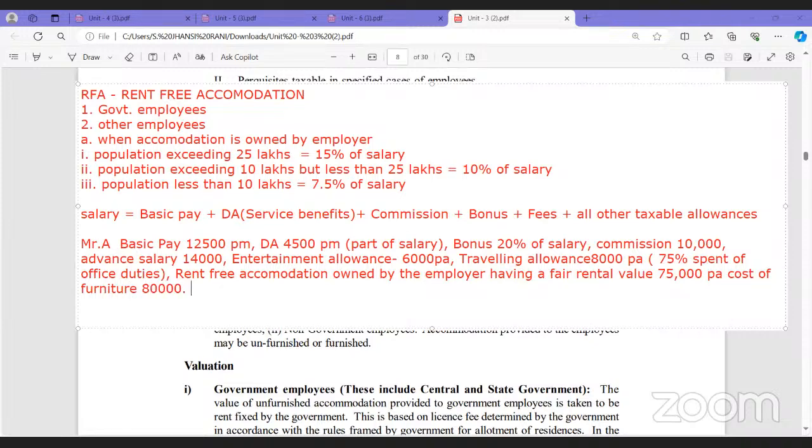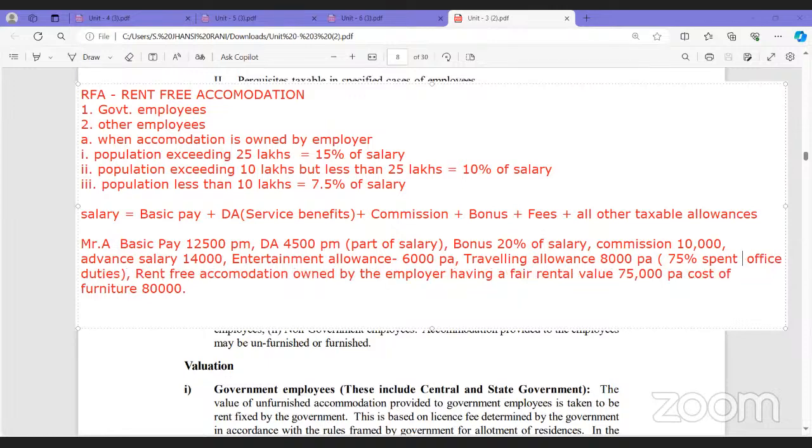Now they're asking us to compute the value of rent-free accommodation. So just look at the question once again. Mr. A, whose basic pay is 12,500 per month, the DA 4,500 per month, and it's a part of salary. Bonus 20% of salary, commission 10,000. Advance salary 14,000, entertainment allowance 6,000 per annum, traveling allowance 8,000 per annum, in which 75% spent on office duties, rent-free accommodation owned by the employer, whose fair rental value is 75,000 per annum.